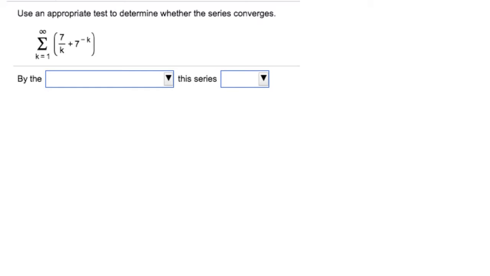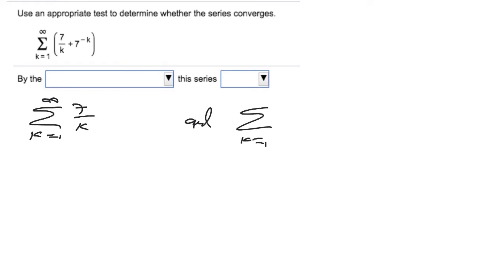What I'm going to suggest is that we play around with this first to get a sense for what's happening by looking at the two series separately. In other words, look at this sum and also look at this sum and see what they're doing individually.